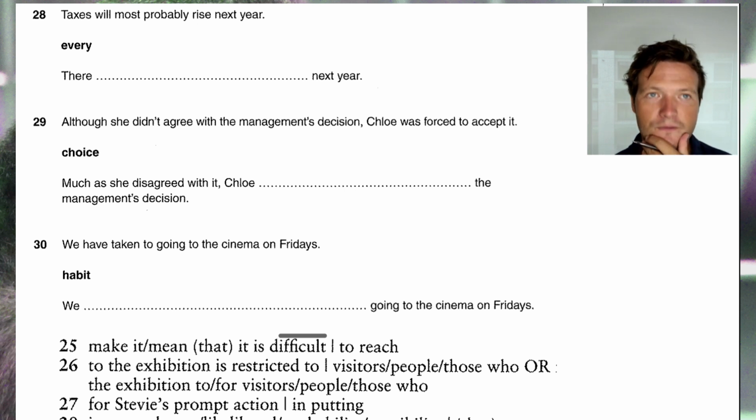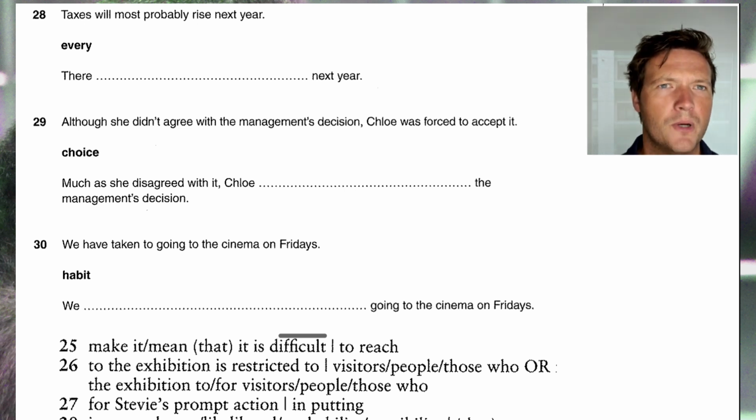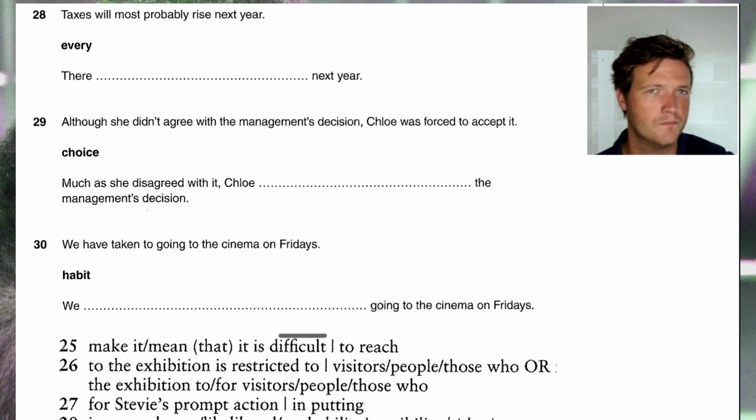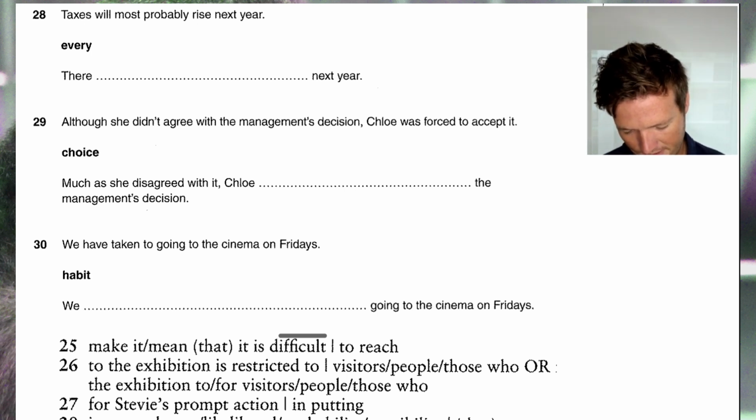I think there is every possibility that taxes will rise next year. Hang on, did I say every possibility? No. I guess, well, there is every possibility. There is every probability. No, it would be better, as they've said, it's most probably. Yeah, there's every probability. I'll correct that.